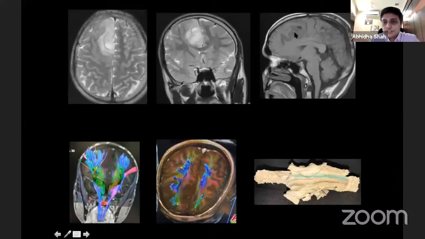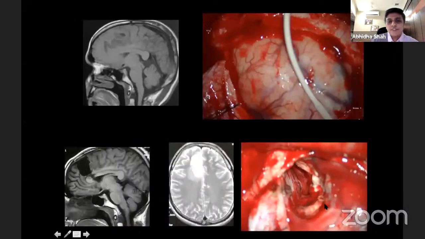This is a diffuse tumor. You can see here, this is a diffuse tumor. It is involving the superior longitudinal fasciculus, the middle part of the SLF, as you can see very clearly here. And you can perform this en masse resection by identifying the plane. This is the cavity, interhemispheric approach, and here you can see the tumor resection.